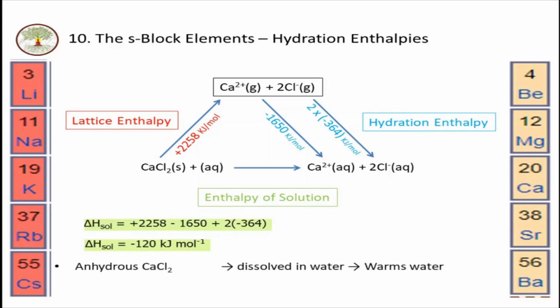When anhydrous calcium chloride is dissolved in water, it raises the temperature of water because of large hydration enthalpy. But when calcium chloride hexahydrate is dissolved in water, it lowers the temperature. The reaction is endothermic due to insufficient hydration enthalpy to overcome the lattice enthalpy. Therefore, energy is taken up from the water molecules.